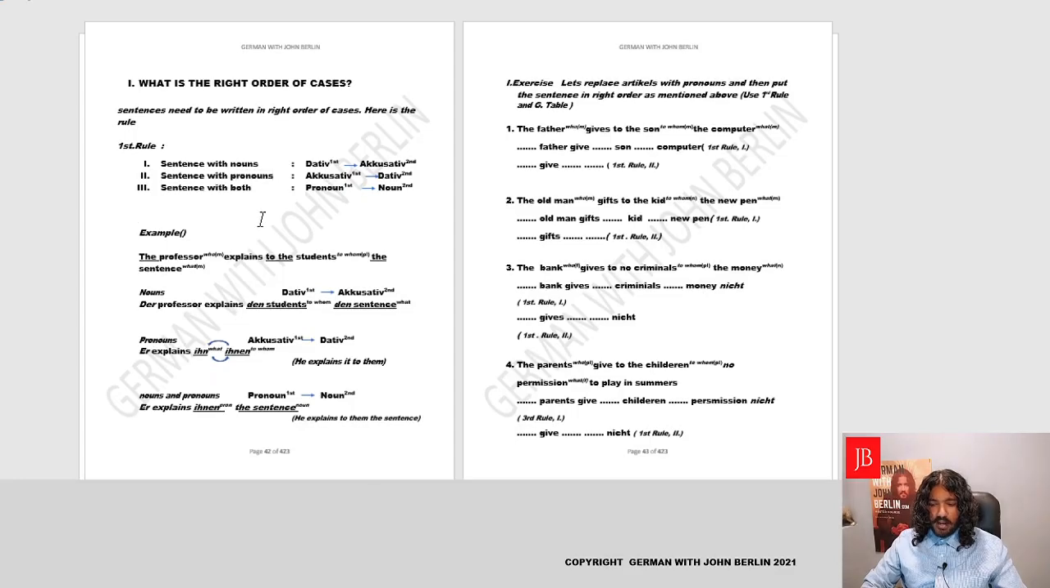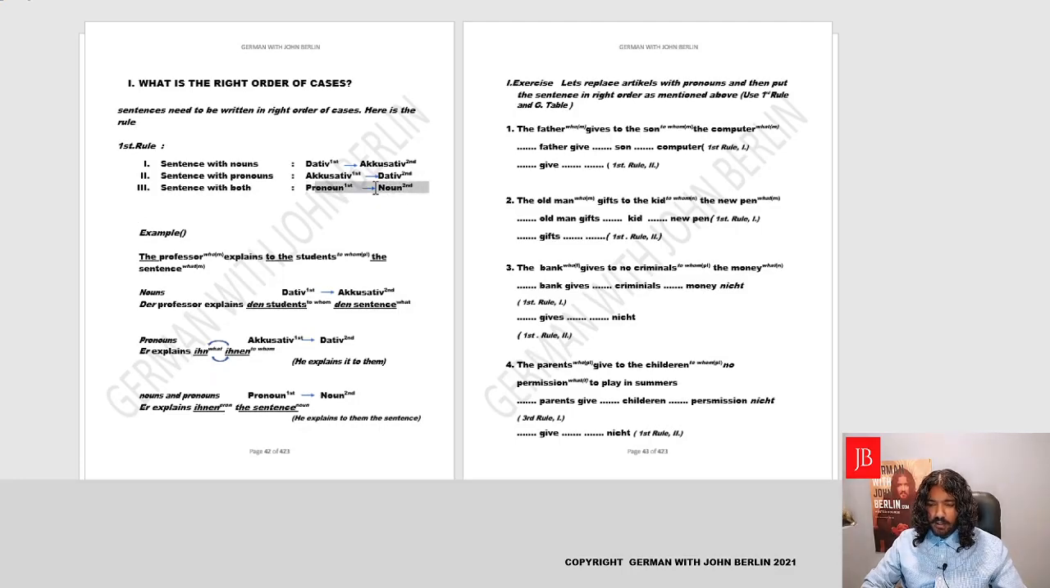Okay, now there is one last variation which I would like to show you as well. If the sentence has both a noun and a pronoun, what would be the order then? So if the sentence has both, the simple rule is we don't care about the case. It could be dative, accusative, no worries. Whichever is the pronoun will come first.